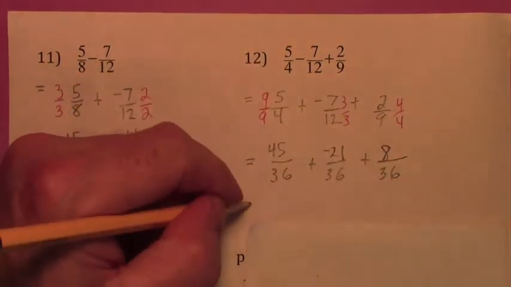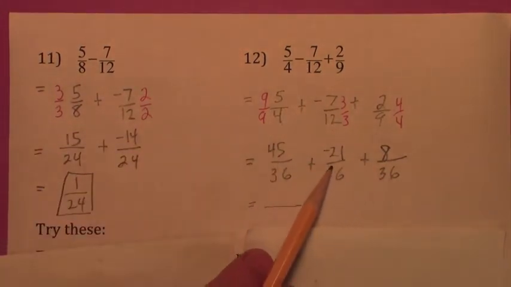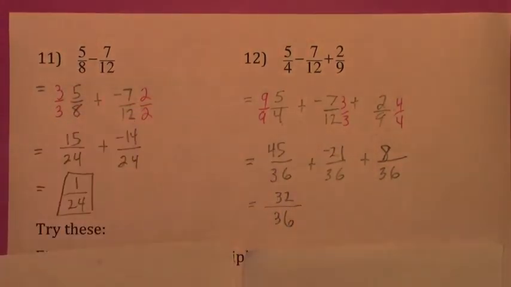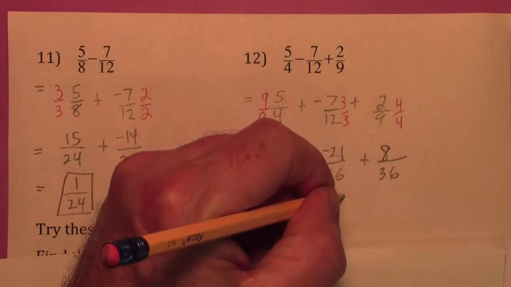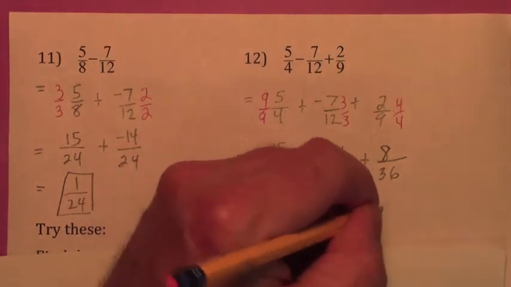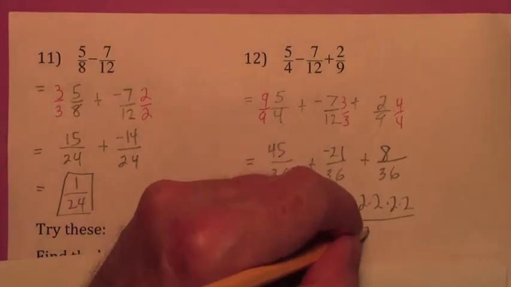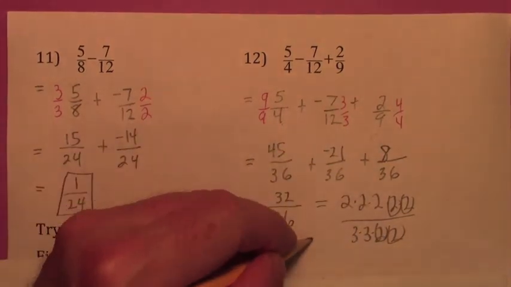When you add all those up, what do you end up with? Let's see, we get 53 plus negative 21. Is it 32? Let me double check that. Yeah, 53 plus negative 21 is 32. I think we can reduce that, can't we? Let's factor this. 32 is 8 times 4, so it's 2 times 2 times 2 times 2 times 2. 36 is 9 times 4, so it's 3 times 3 times 2 times 2. A couple of 2's cancel. Final answer would be 8 over 9.